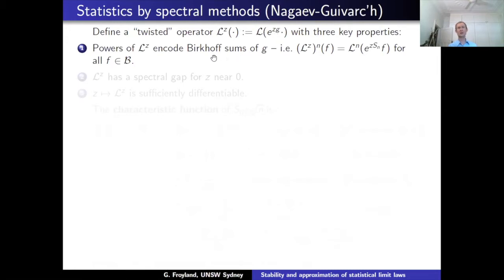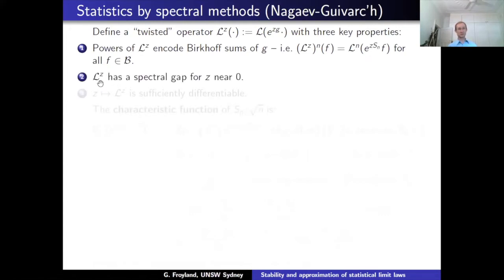The reason you do this is because powers of L_z encode the Birkhoff sums of G. If you take the nth power of L_z acting on F, then this is the same as the untwisted operator acting on e to the z S_n, this Birkhoff sum of G, times F. We need to get this Birkhoff sum in there because we want to talk about the statistics of the Birkhoff sum. So this is a convenient way of getting it in there.